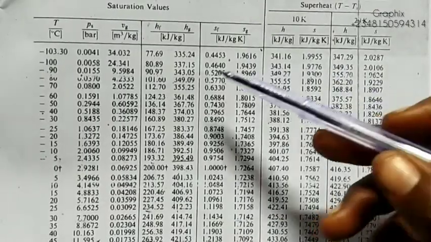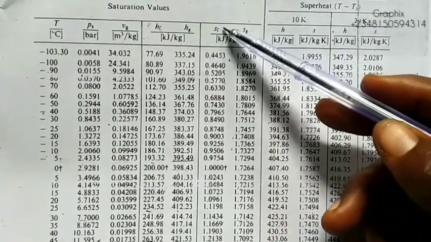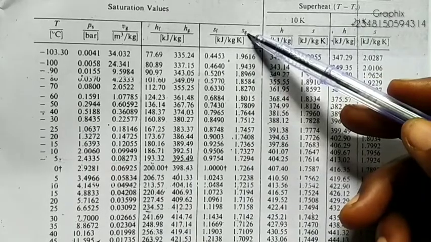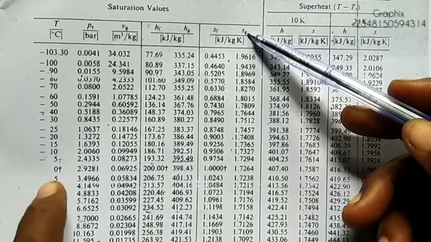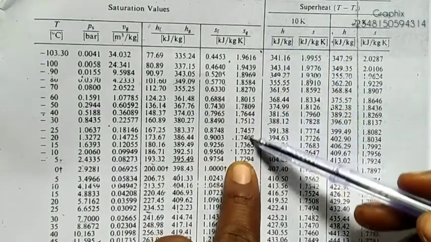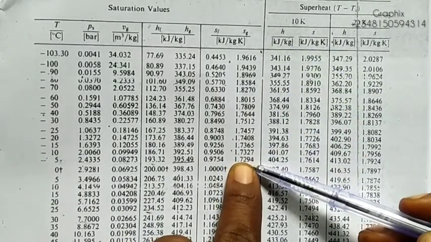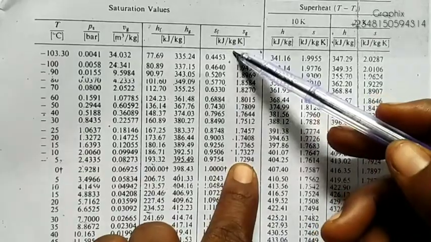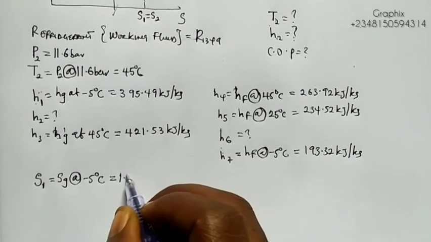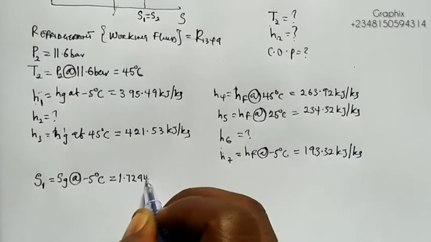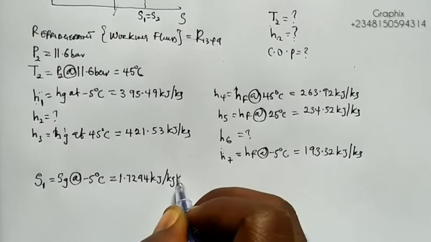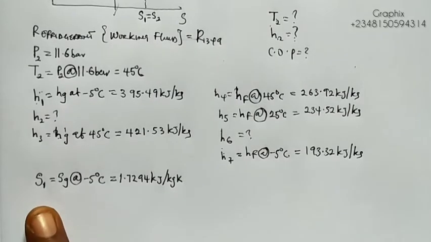So let's check on our steam table. You go on, this is enthalpy here, and this is entropy. This is SF, that's for liquid, this is SG for gas. So check for minus 5. So this minus 5 here, right? So this is where it's meeting it at this point here. So we're having 1.7294 kilojoule per kilogram Kelvin. That is for S1.